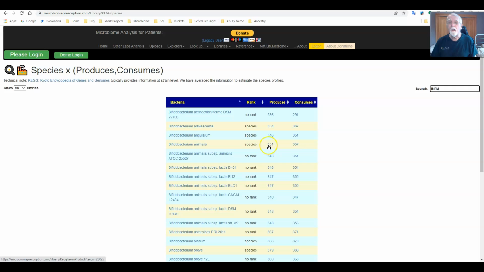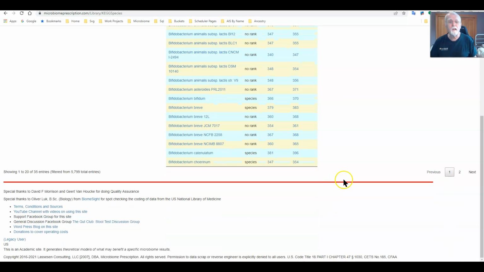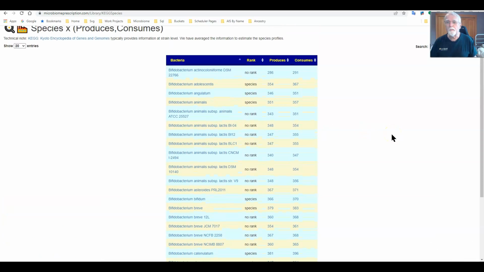Another one, animals, has less and less. And here we have some no ranks. Some of these will probably be disappearing in my roll-up. I missed getting those properly rolled up. So at this level, you can see the actual differences between one strain and the next strain of a probiotic strain. As you can see, there's a good long list of them, and we have 35 there, a bunch of no ranks, which will hopefully be resolved in my next update.